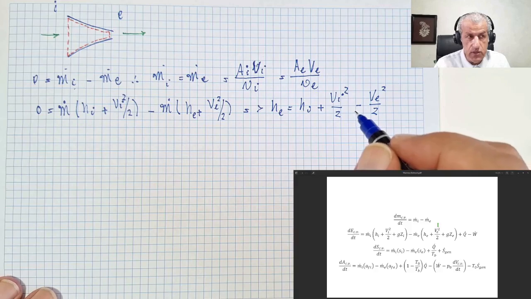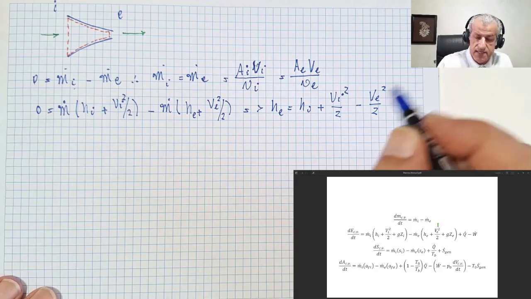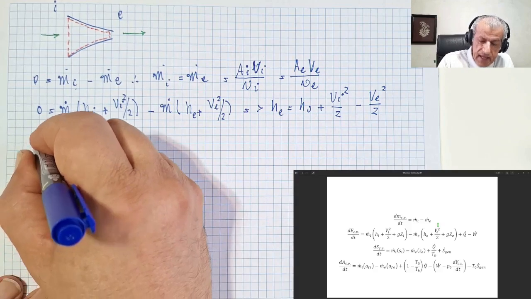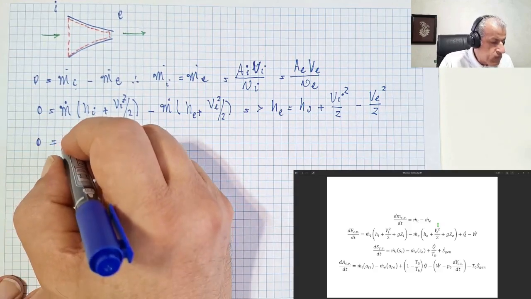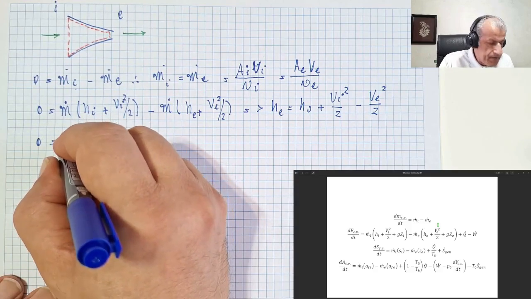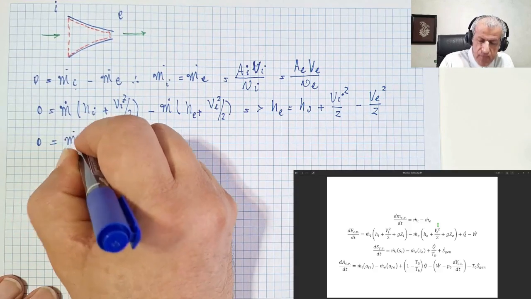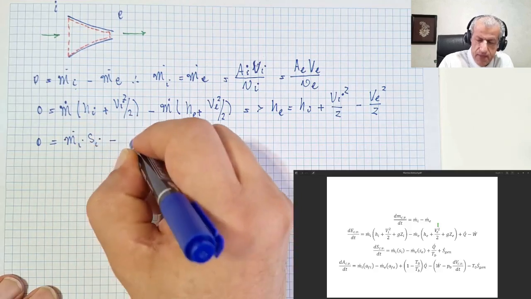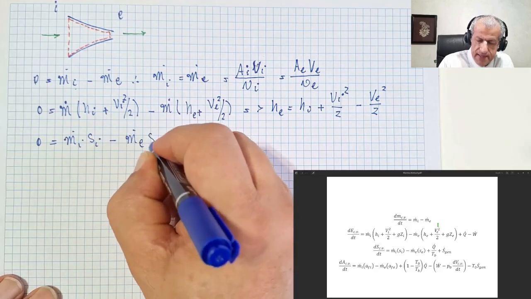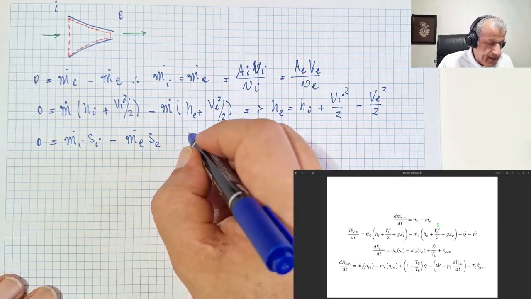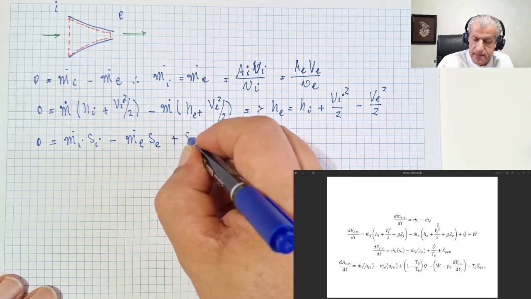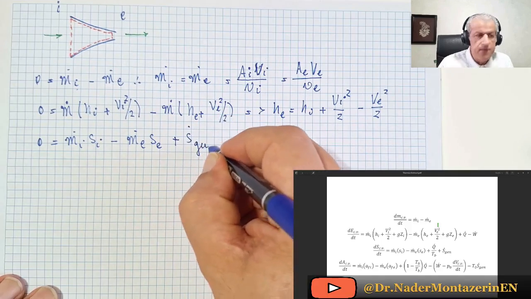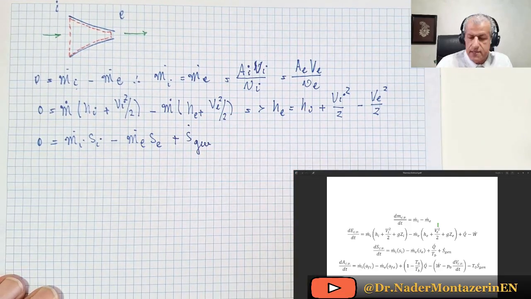That is exit enthalpy. As you see, we have all terms in this equation, and therefore it's possible to calculate it. We shall do it later on, but the third step that I shall take, the third equation that I shall simplify, is the second law of thermodynamics, and that tells us that 0 equals m dot I s_i minus m dot E s_e plus S dot gen. And this is the second law of thermodynamics.